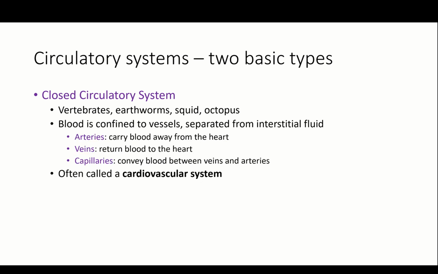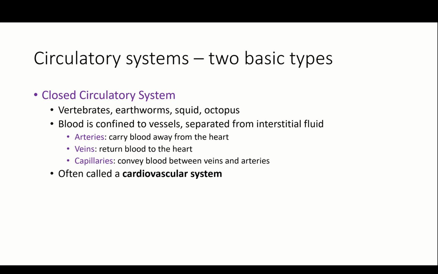In a closed circulatory system, this is what you see in vertebrates like us, something that has a spinal cord, an earthworm, squid, and octopi, for example. And so in this situation, the blood is confined to blood vessels, and therefore it is separated from the interstitial fluid.